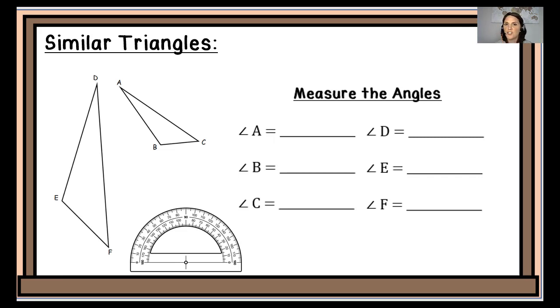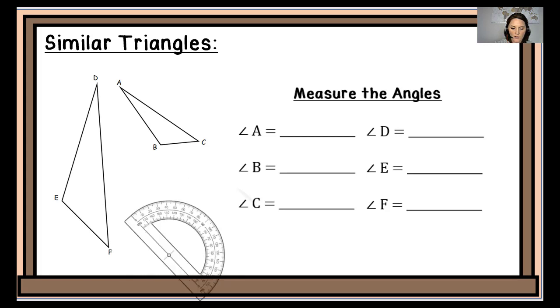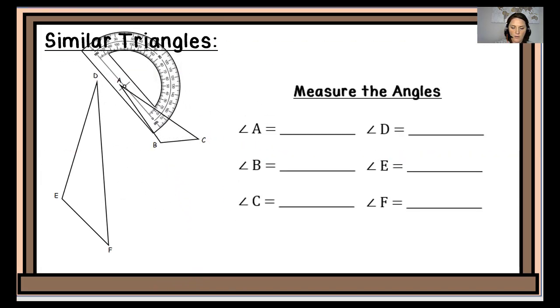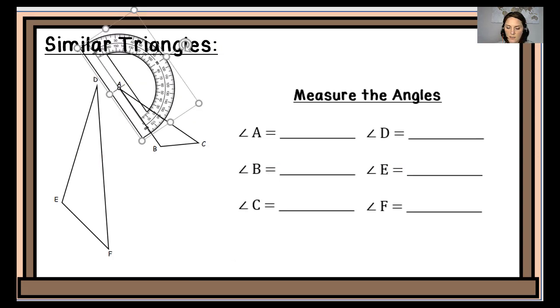Okay, so we're going to actually go ahead and measure the angles this time. So go ahead and grab your protractor and let's get started. We're going to look at the measure of angle A. If I take my protractor and rotate it and drag it right up to the corner, angle A is 20 degrees.